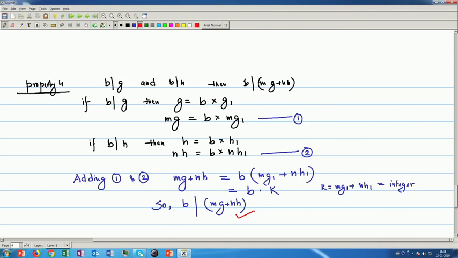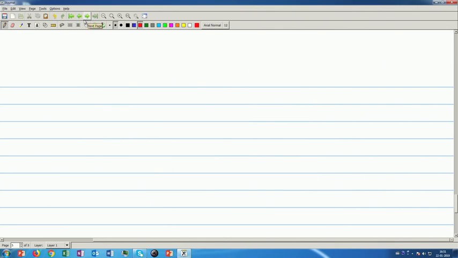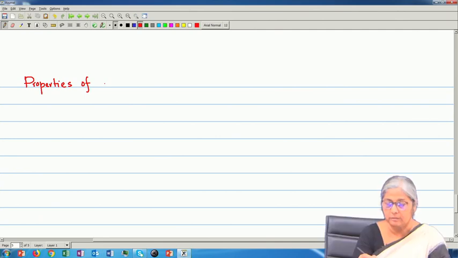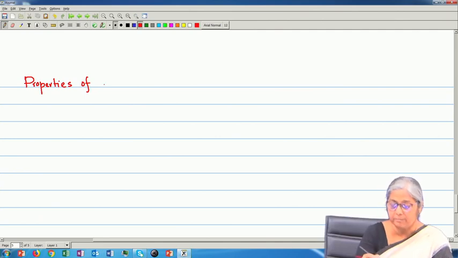Now, we go to some properties of modulo operator. Because just now we have seen only normal division, some of the properties when it is properly divisible. If some remainder is there, then actually our modulo operation comes into picture.